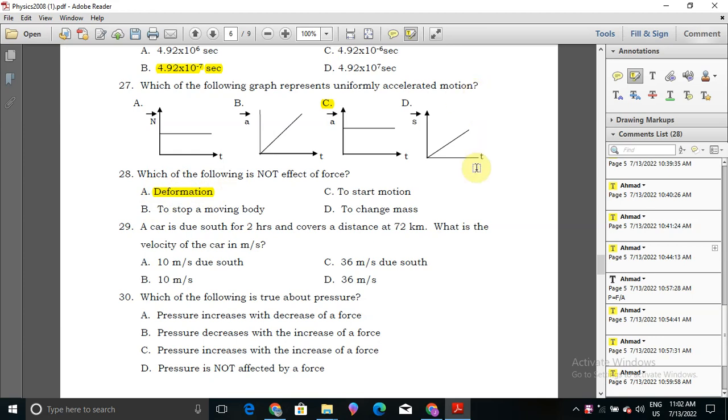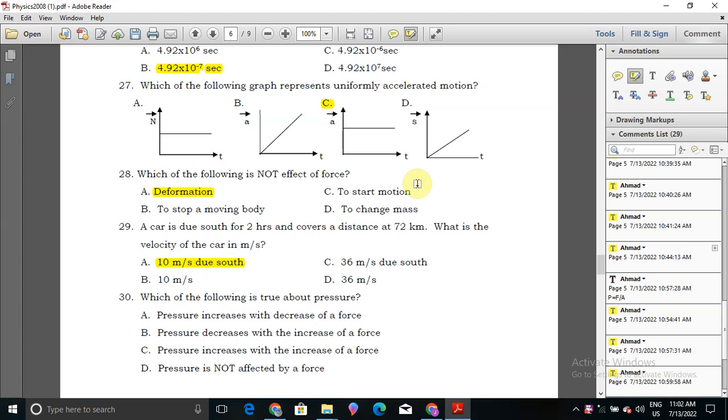Now question number 29. A car moves due south for 2 hours and covers a distance of 72 km. What is the velocity of the car in meter per second? It says the car moves due south, right? For 2 hours. So of course, it will be 10 meters per second due south. So the correct answer for question number 29 is A.